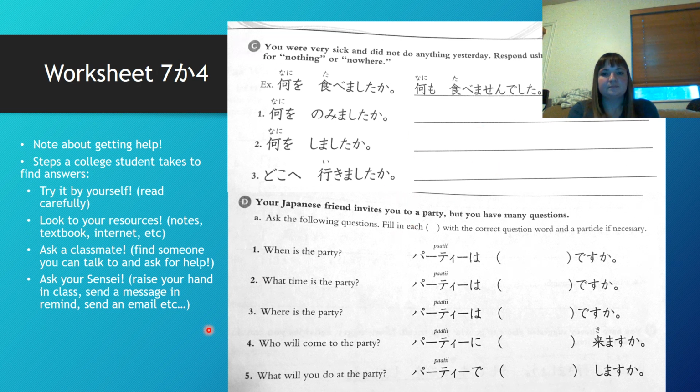And then part D. So your Japanese friend invites you to a party, but you have many questions, right? So ask the following questions and fill in each parentheses with the correct question word and a particle if necessary. So we're going to practice using these question words. We have when, what time, where, who, and what. So make sure you put in the right question words, and again, if you need a particle, put in the particle, okay? So pay attention to that, see what makes best sense, okay? Go ahead and ask a classmate if you're trying to remember your question words, right?